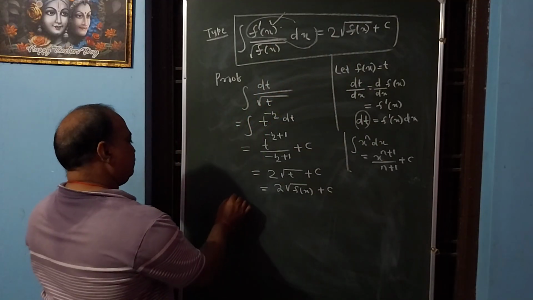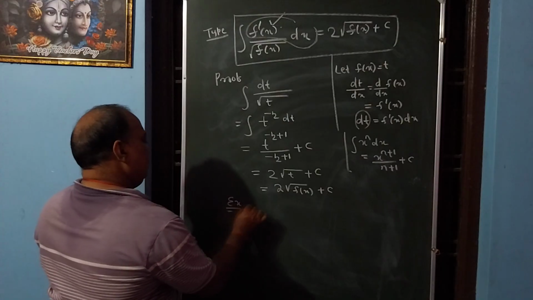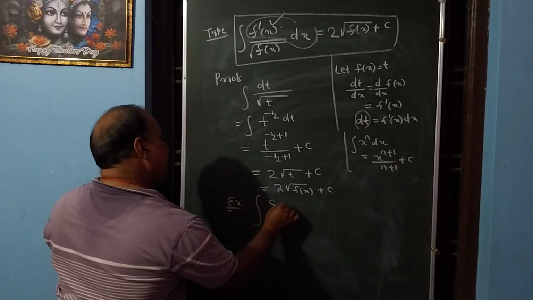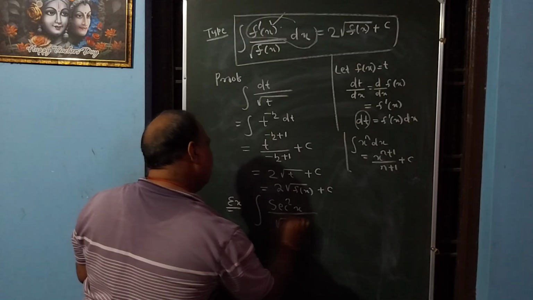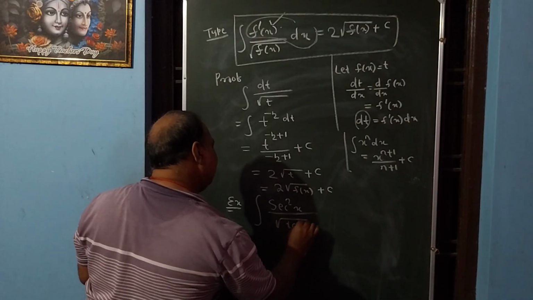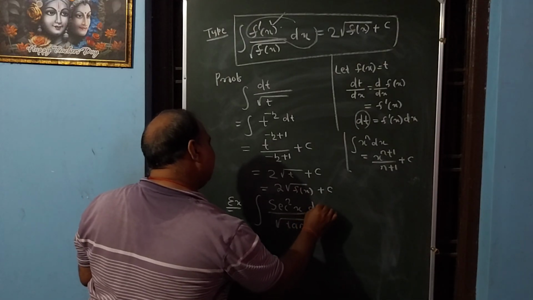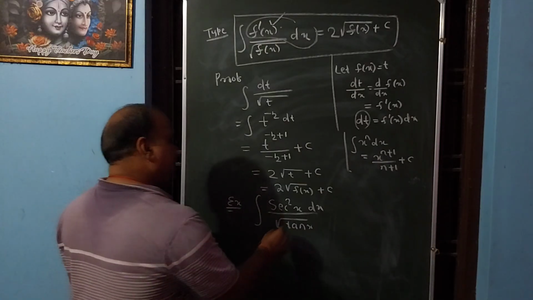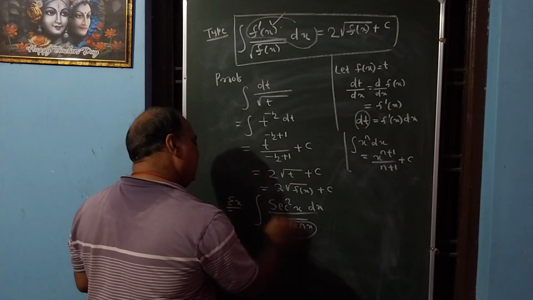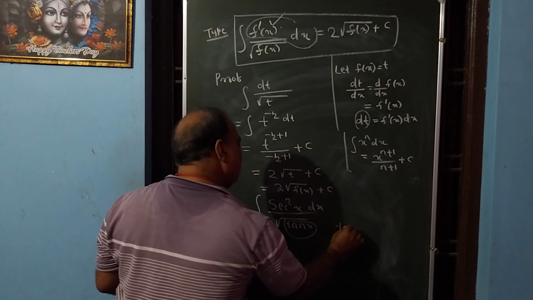One example: integration of sec square x divided by root over of tan x dx. Then you have to put tan x is equal to t. Tan x is equal to t.